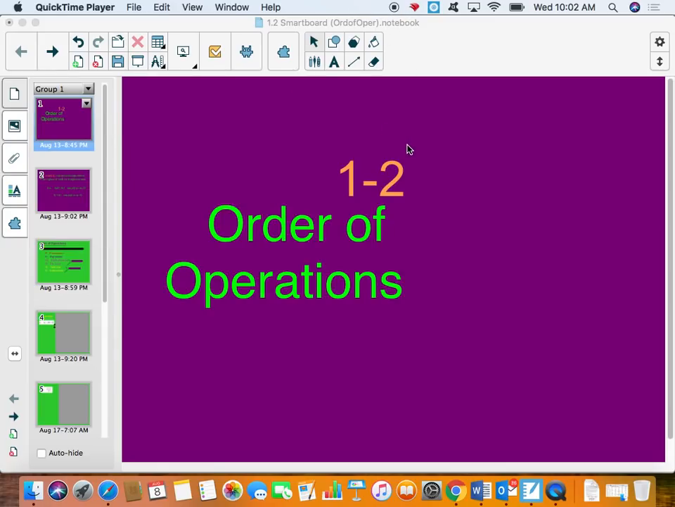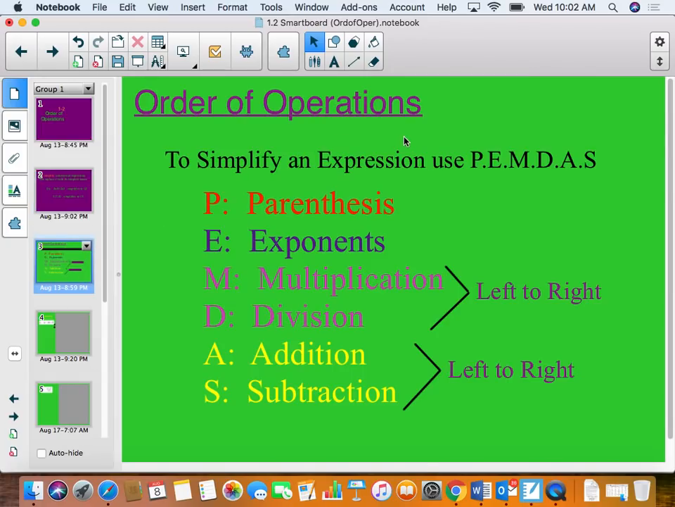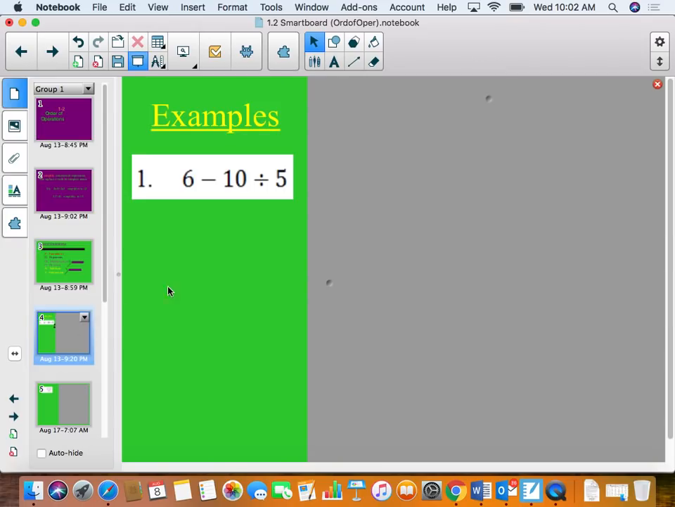Today we're going to take a look at order of operations. If you remember from middle school, a lot of you learned PEMDAS as your way to remember order of operations. First we do parentheses, then we go back through and do exponents, then we do multiplication and division together, working from left to right of the expression, and finally we do addition and subtraction together, again working from left to right in the expression. So let's look at some examples and see how this works.